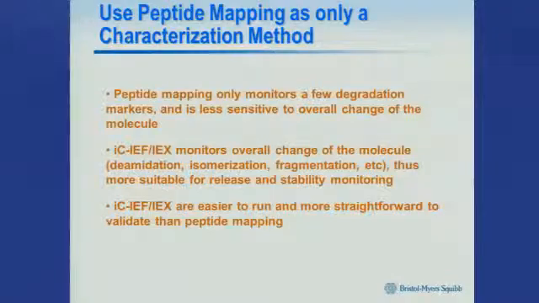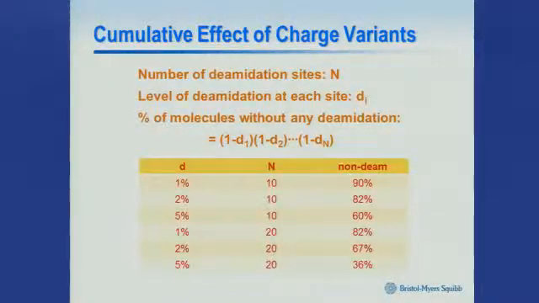Another example, that peptide mapping loses to IEX and ICE method is its sensitivity, not only an individual site, but on the overall molecule. For example, deamidation happens on multiple sites. But when you look into these individual amino acids, the level is very small. You cannot pick up easily, which is illustrated by this calculation here. Let's assume there are 10 residues that can deamidate. Only if the individual level of deamidation is 1%, okay, the total amount of deamidation is 10% over here.